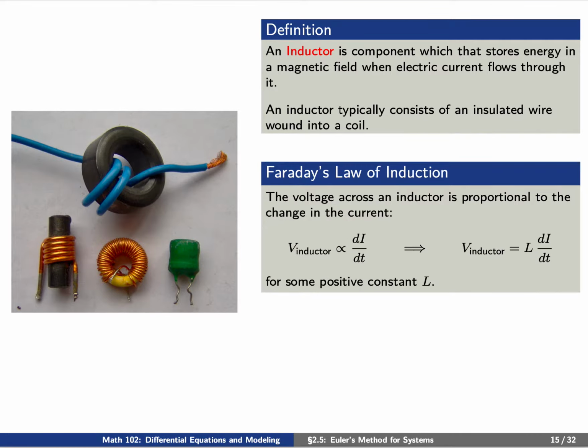Michael Faraday was an English physicist who was very interested in studying the voltage across such devices. He showed that the voltage across an inductor is proportional to the change in the current in the circuit. That is, voltage of the inductor is L times dI/dt for some positive constant L.